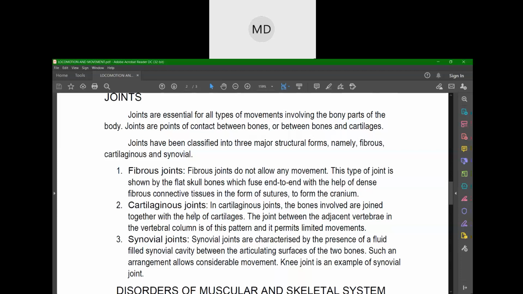Maybe more than 90, a little bit like 100, maybe 110. But we cannot move our head 180 degrees or more than that, right? So that allows a little bit of movement, but not so much. Then comes the synovial joint. So cartilaginous joints do not allow so much movement, but they allow some limited movements for your daily activities. Then comes the synovial joints.